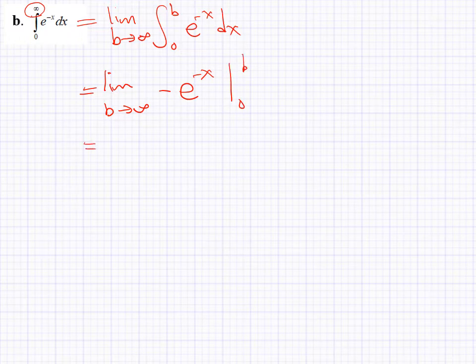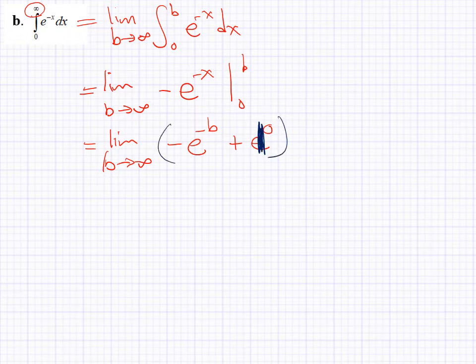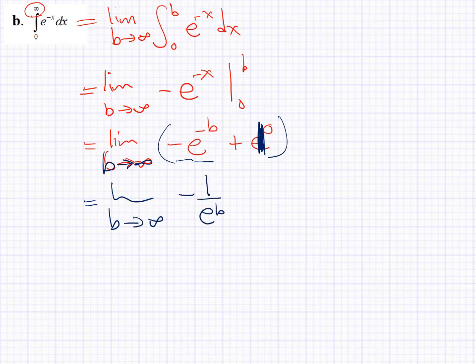I'll plug in my b and I plug in my 0, so I have the limit as b goes to infinity of negative e to the negative b plus e to the 0. E to the 0, you should know, is 1, because anything to the 0 is 1, so that's a 1. So now it's time to evaluate this as b goes to infinity. What am I going to do here? Well, I'm going to write this as negative 1 over e to the b. I think you might see the answer better if I wrote it like that.